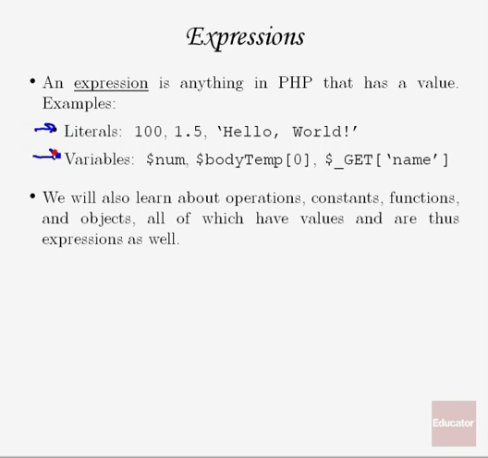Additionally, variables have values. We set values to them. So here we have an example of three different variables. We have a regular variable, an indexed array, and an associative array. All of those have values, and they're considered expressions in PHP. In this lesson, we're also going to be learning about operations, which are expressions in themselves, which means they have a value. And in other lessons, we're going to be learning about constants, functions, and objects, all of which are expressions as well. Again, expression is basically a synonym for something that has a value.